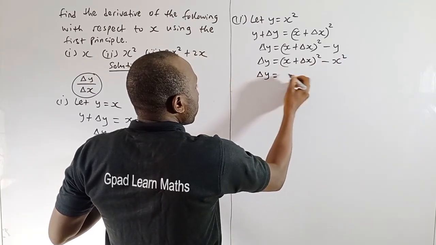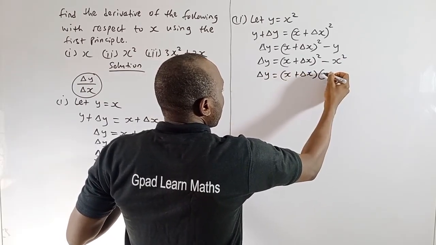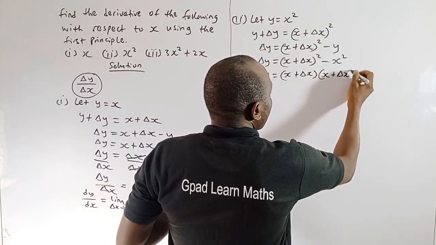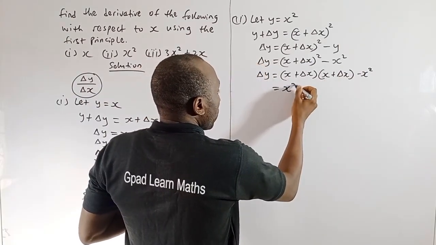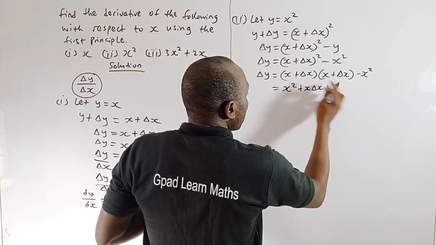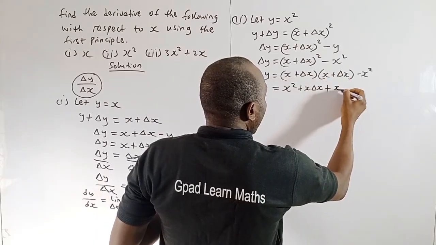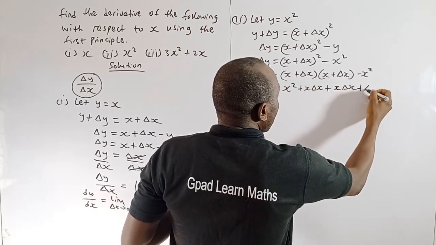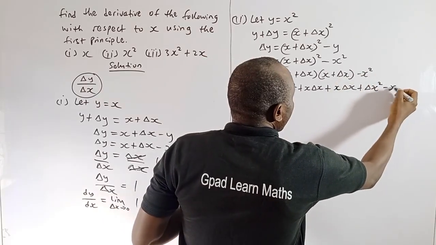But we have to expand this. So change in y will be equal to, this is x plus change in x. So you are multiplying it by itself because of the squared. So plus change in x minus x squared, okay? So what's x times x? This is x squared. x times change in x is what? x change in x plus change in x times x is x change in x. And change in x times change in x is what? Change in x squared. Then we have minus x squared.